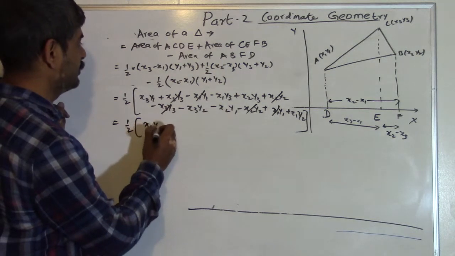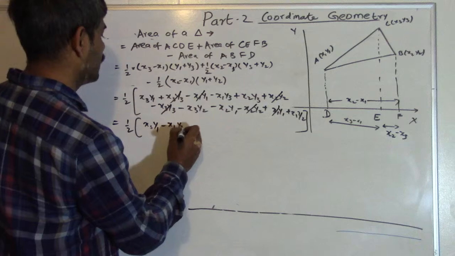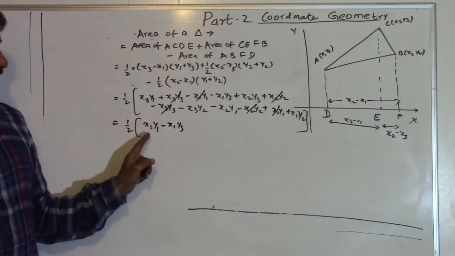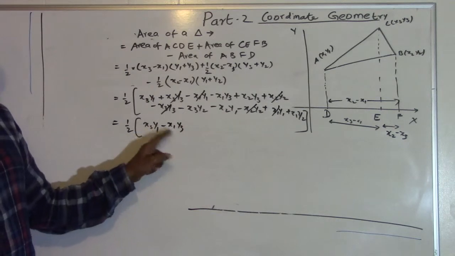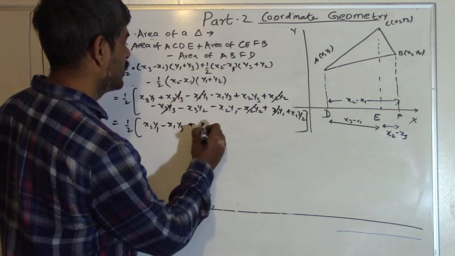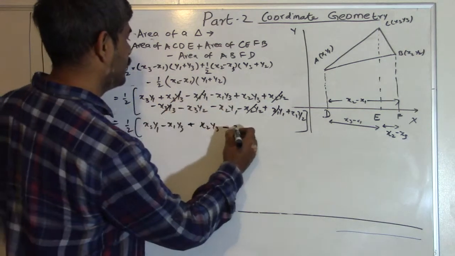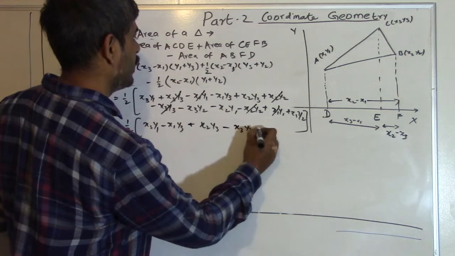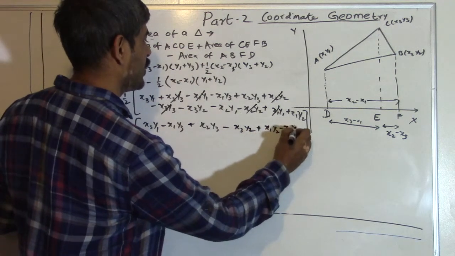x3, y1 minus x1, y3. First write any term x3, y1 and then minus of, interchange this subscript, x1, 3, 1 becomes 1, 3. And then plus x2, y3 minus x3, y2. And then finally x1, y2 minus x2, y1.